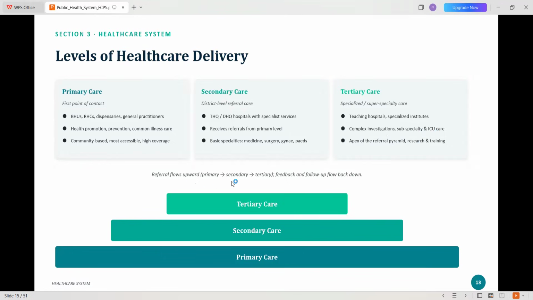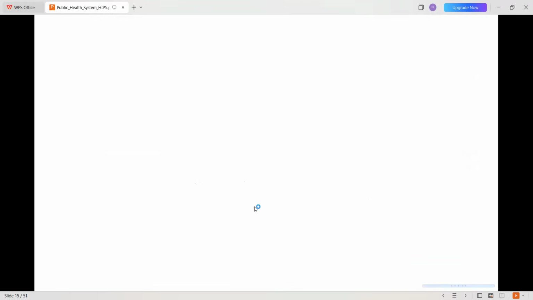Referral flows from primary to secondary to tertiary, and then feedback and follow-up flow back downward. So the base is primary care, which includes BHU, RHC, and dispensaries, then secondary care, and then the apex is the tertiary care.